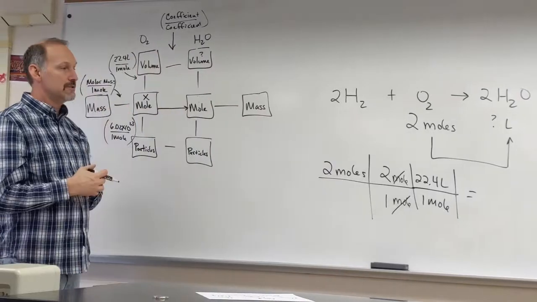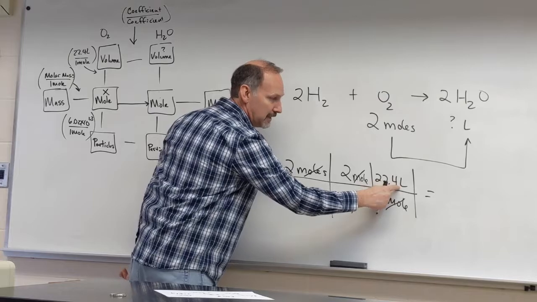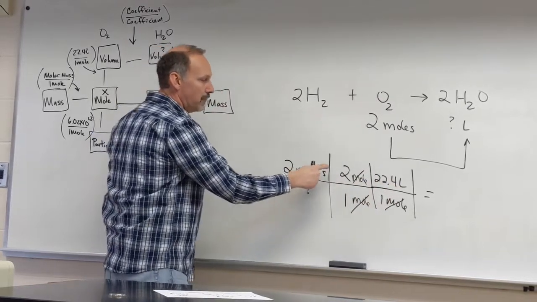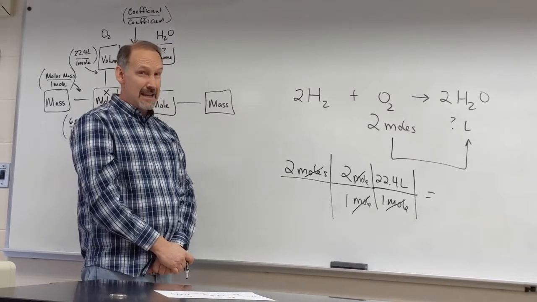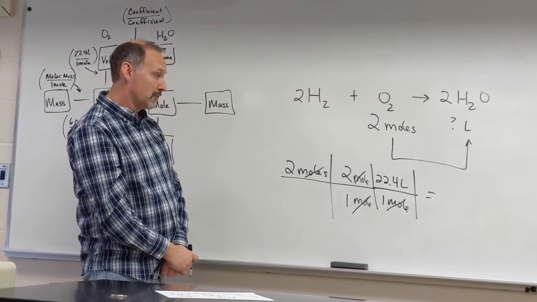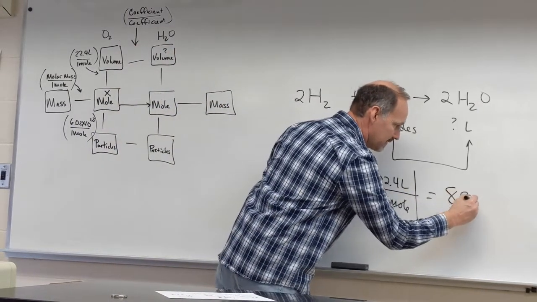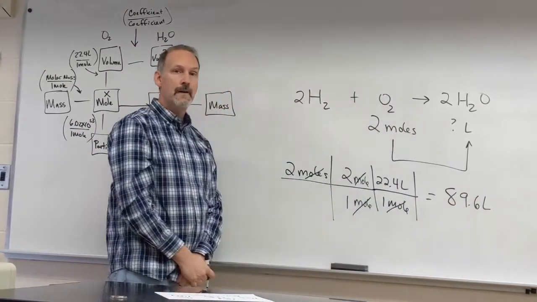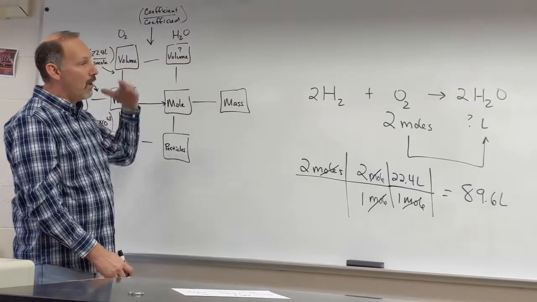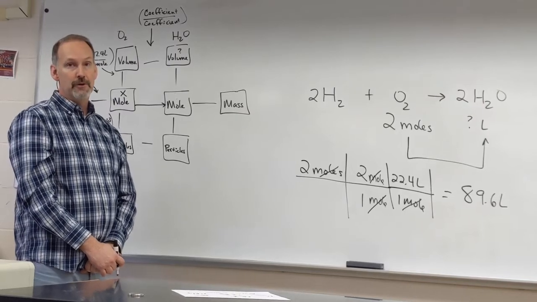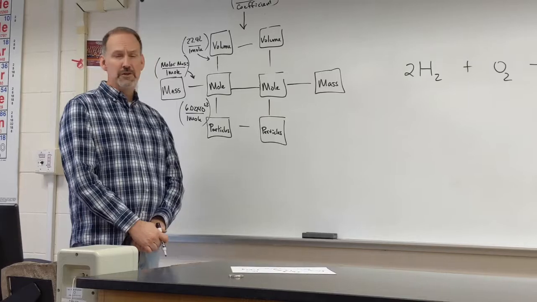I want the volume answer. So I go through. Now my moles cancel out. I'm going to get a liter answer. So then I have 4 times 22.4. So that's going to be 88 plus 4 times 4 is 16. So 89.6 liters. Okay? So that's going to be the amount of volume of water that's going to be produced in liter form, okay, at STP.